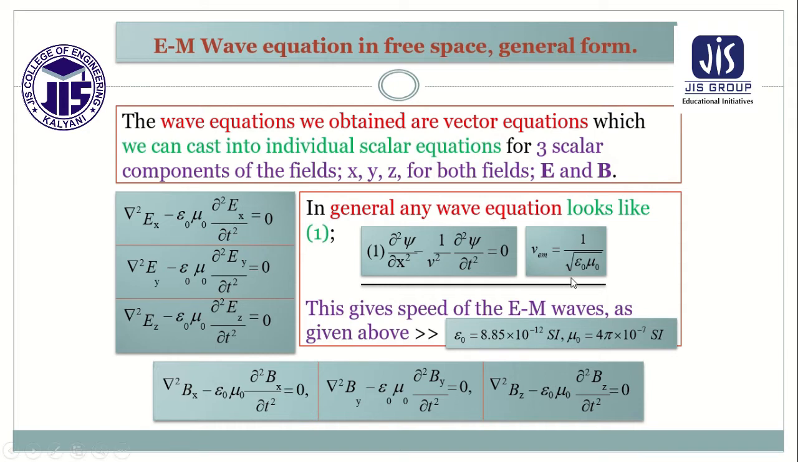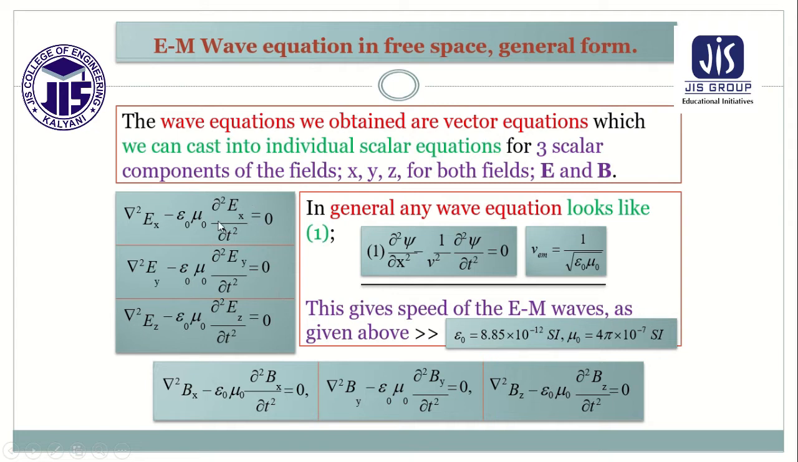Now we'll derive the velocity of light. How to derive it? First of all, nabla square E minus mu naught epsilon naught del square E del T square equal to 0. This equation we derived previously. Now if we take three components, nabla square Ex minus mu naught epsilon naught del square Ex del T square. This is the X component, this is the Y component, this is the Z component.